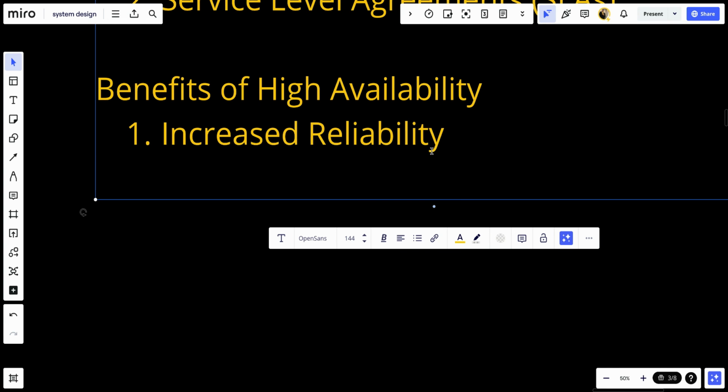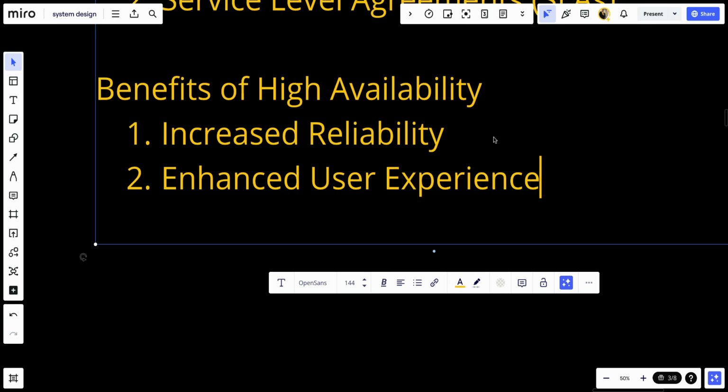Number one, we have increased reliability, the benefit of high availability. So we ensure that systems are reliable and available when needed, reducing the risk of downtime. Number two, enhanced user experience. So provide a seamless experience for users who can access the service without interruption.